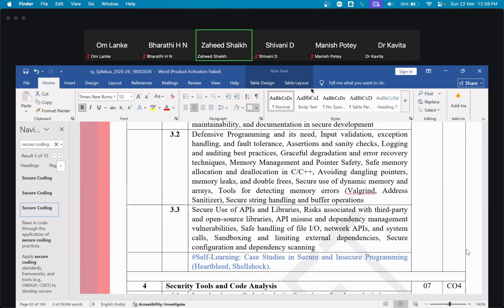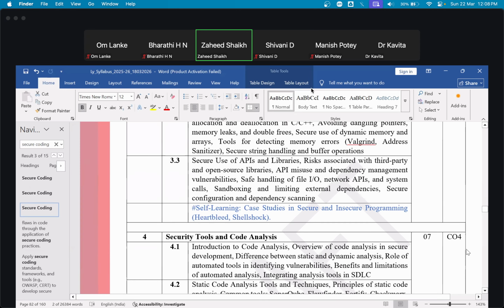Further, we use a lot of third-party applications and APIs which we integrate in our applications. Most of this we do not check for the secure aspects of these links or the APIs, and that's what we learn in unit 3.3. Right, secure use of APIs and the different libraries.